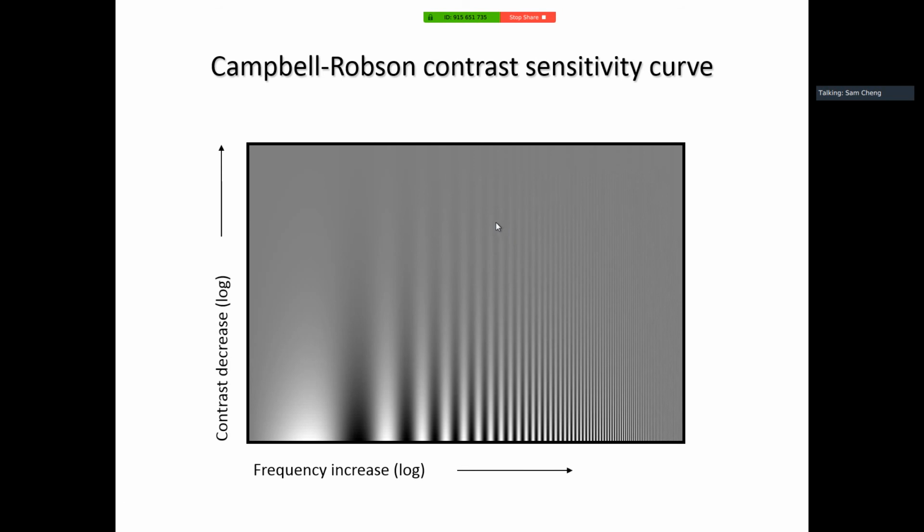So if you have different spatial frequencies, when you have a really high frequency, our ability to distinguish contrast decreases. And the same for a low frequency. So we have a sweet spot somewhere in the middle where we are more sensitive to contrast. So that's what's going on.